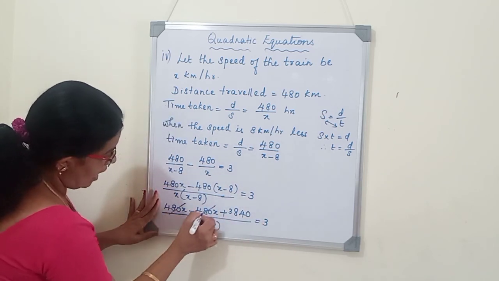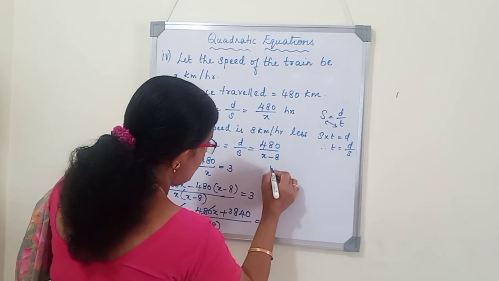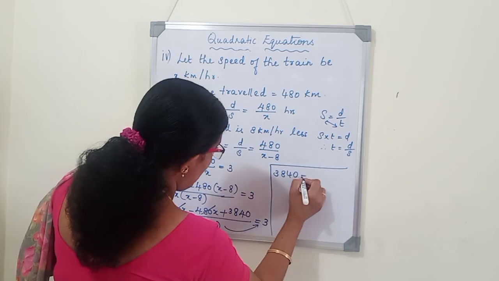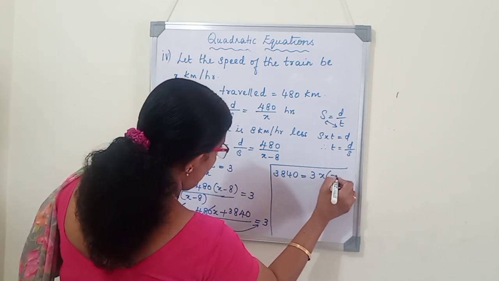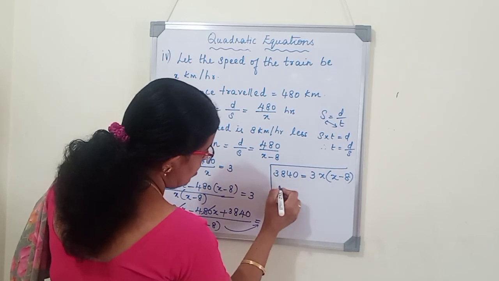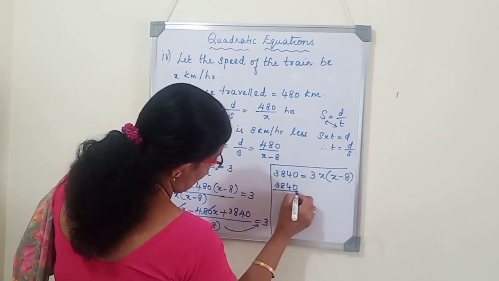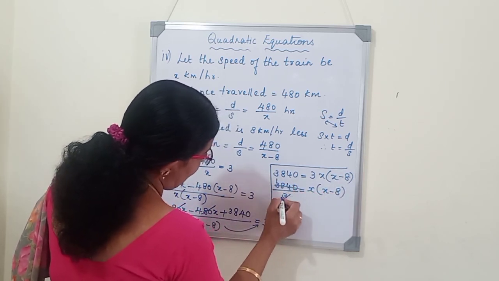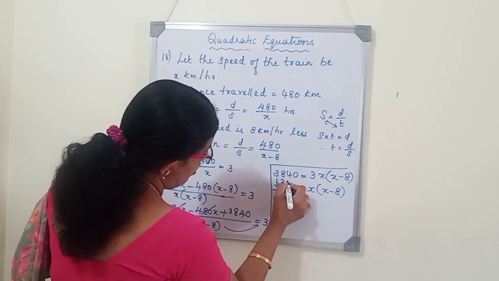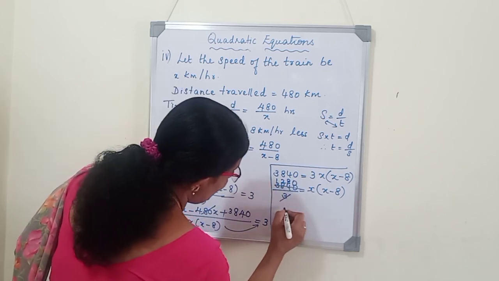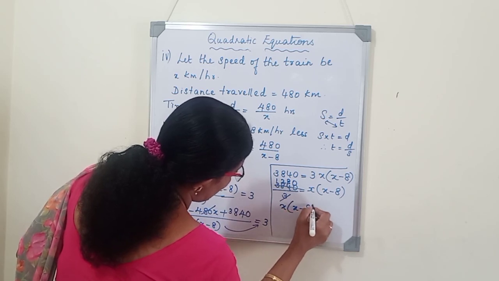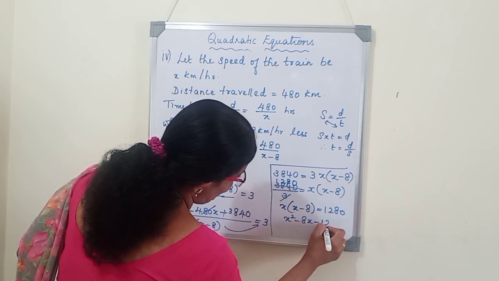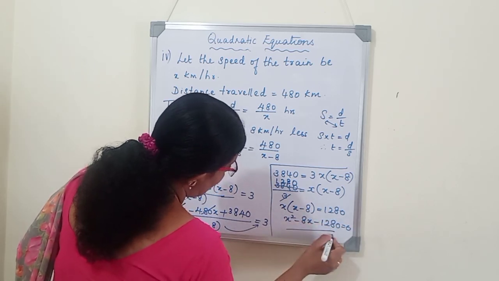Now these two terms will cancel. We will get 3840, we will cross multiply this, is equal to 3 into x minus 8. We'll cancel this. 3840 by 3 is equal to x into x minus 8. Cancel it. 3 1s are 3, 3 2s are 6, 24, 3 8s are 24, 0. So we will write x into x minus 8 is equal to 1280. x square minus 8x minus 1280 is equal to 0. So this is the quadratic equation.